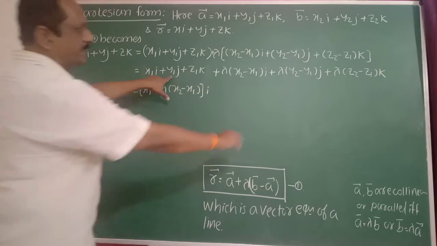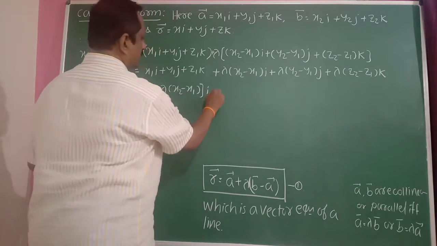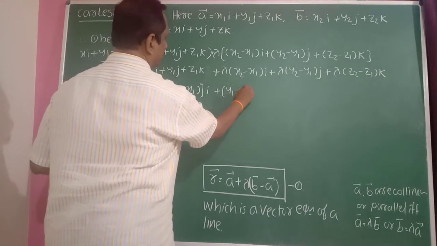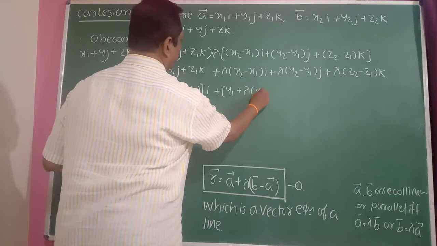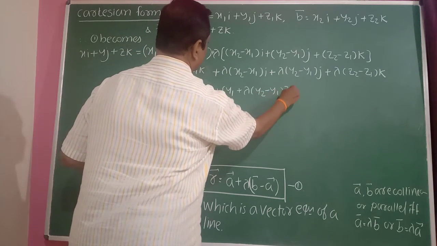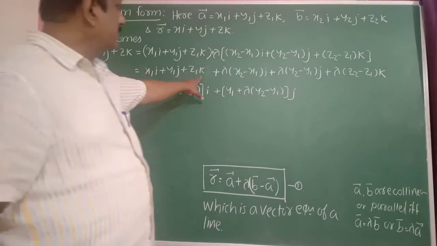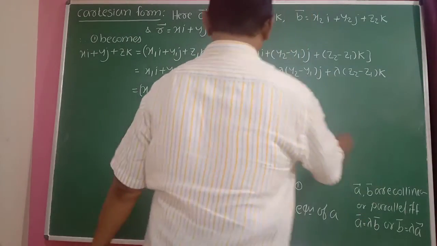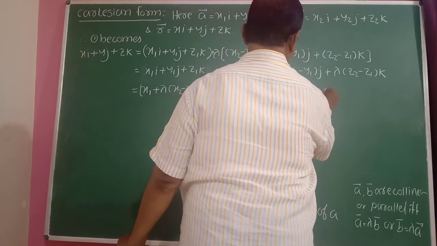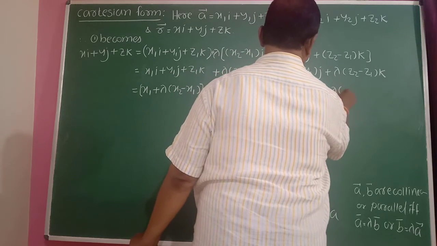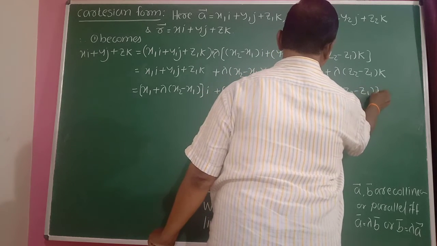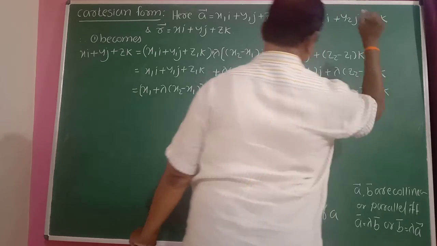Then from this term and this term, j is a common factor. So write here plus sign (y1 + λ(y2 − y1)) j. From this term and this term, k is a common factor here. So plus (z1 + λ(z2 − z1)) k.